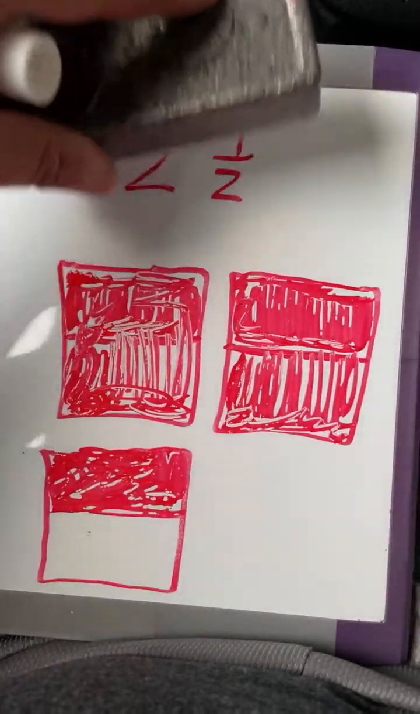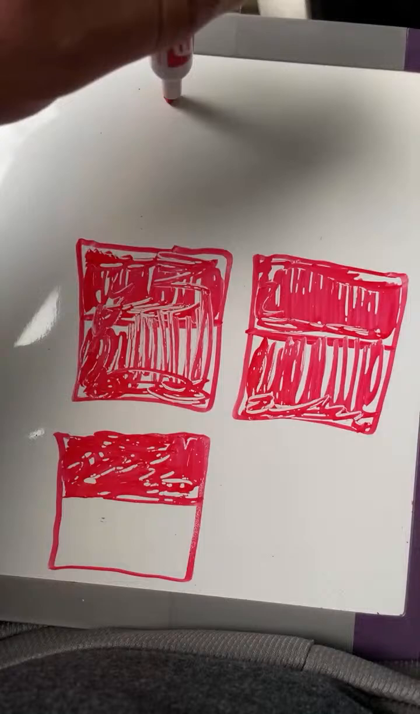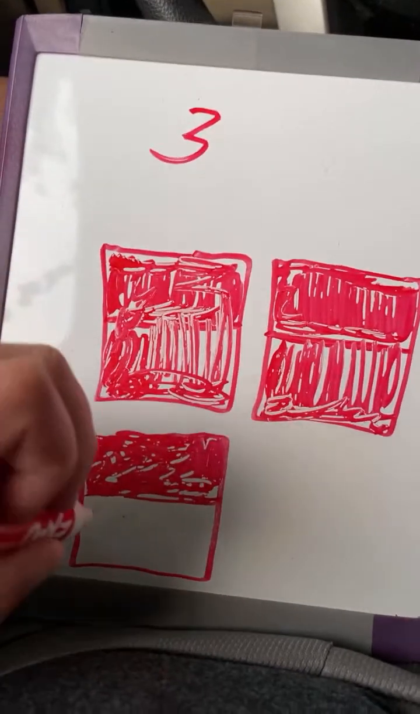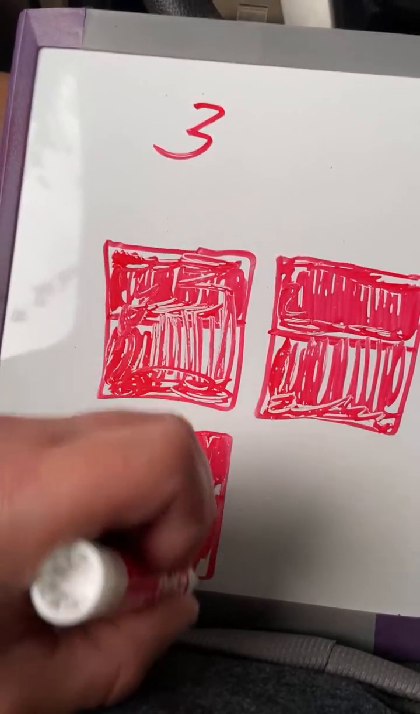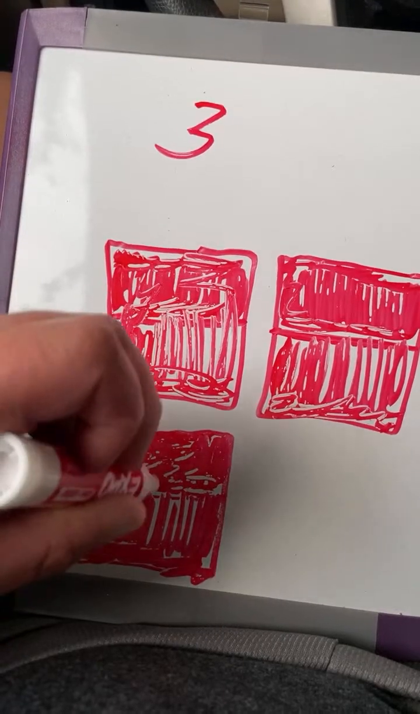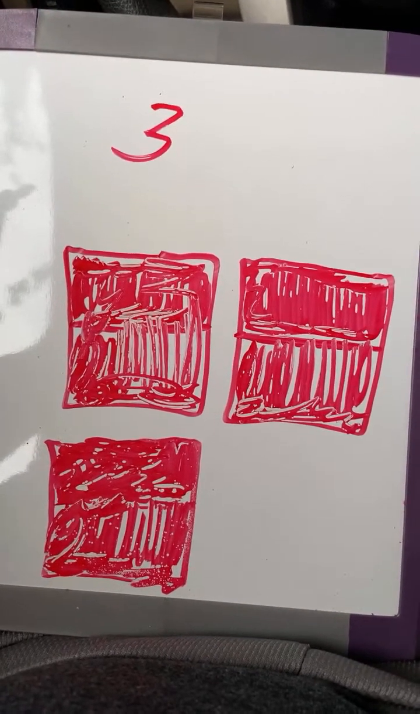Now let's say I wanted to go to 3 wholes. And since we are dealing with shapes that are cut in half here, I'd have to shade the other part in. That's a fraction model that represents 3 wholes.